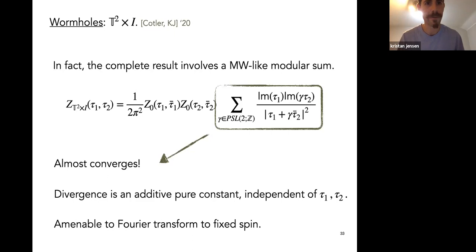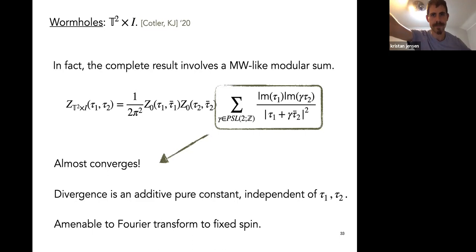A few words are in order about this Maloney-Witten-like modular sum, this thing that appears here, because the prefactors, these non-compact boson partition function things, are modular invariant. They just factor out of the sum. What's left is this guy. This modular sum is closely related to something called a non-holomorphic Epstein zeta function, and its properties are well understood by mathematicians, so we didn't have to work that hard to understand it. In particular, it almost converges. The divergence in this thing is an additive pure constant independent of the complex structures.